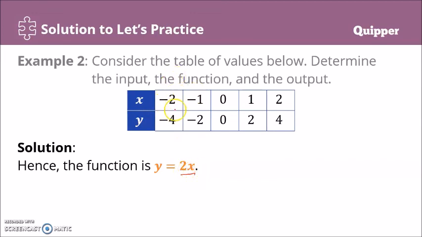So, -2 times 2, that's -4. -1 times 2, that's -2. 0 times 2, that's 0. 1 times 2, that is 2. 2 times 2, that is 4. Hence, the function is y equals 2x.